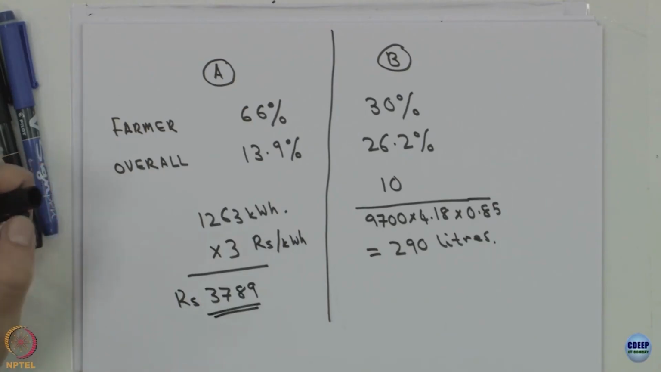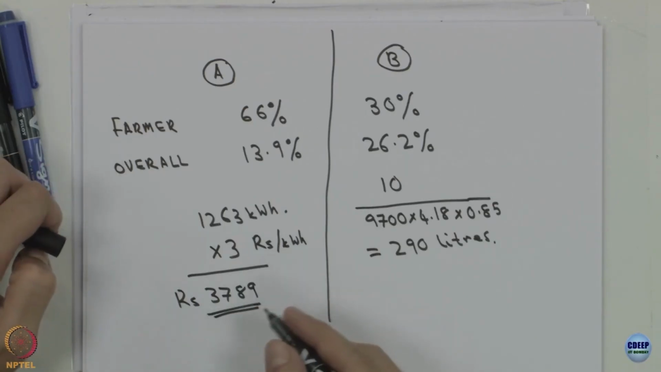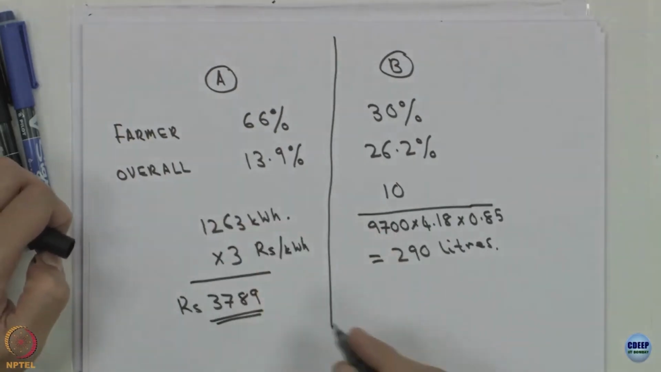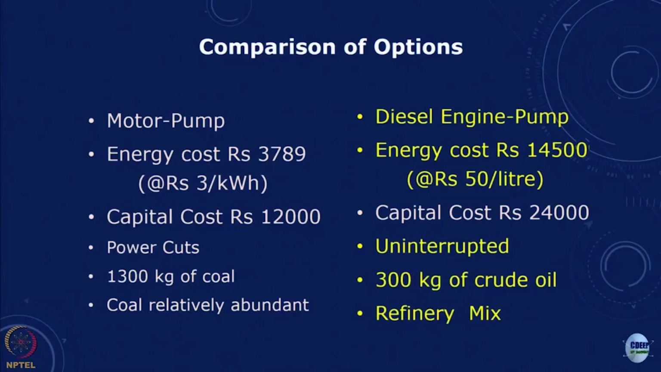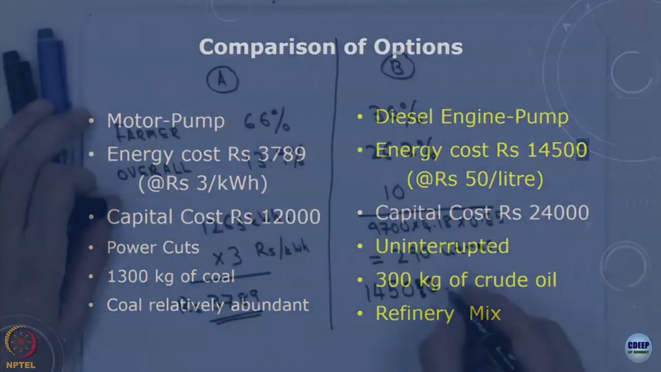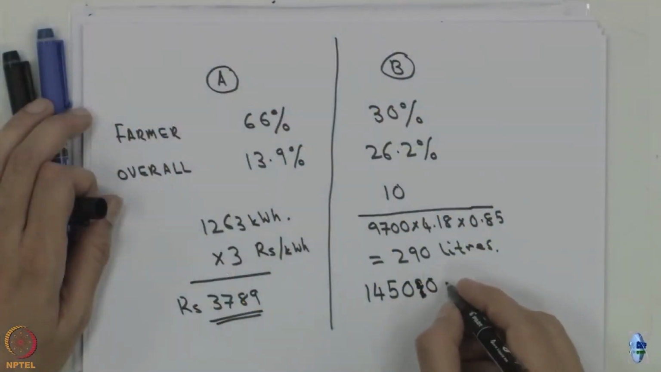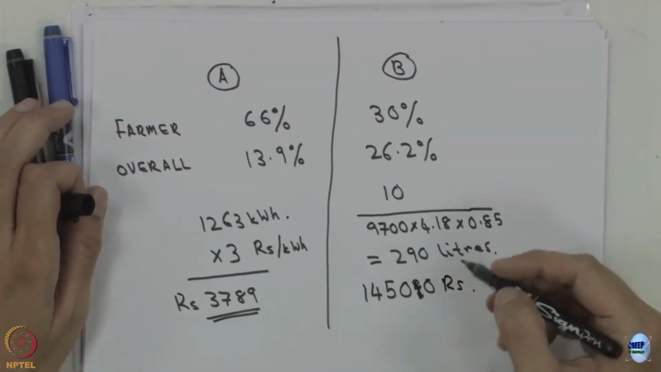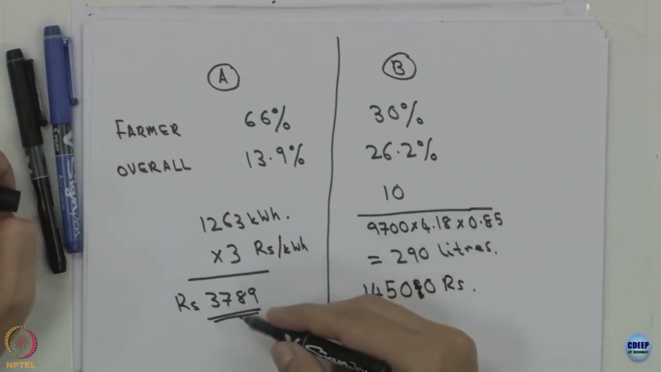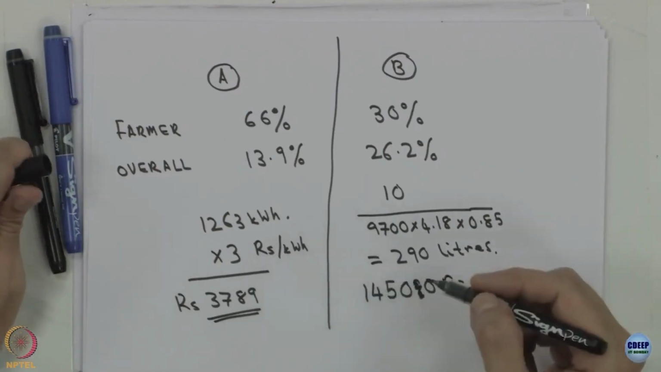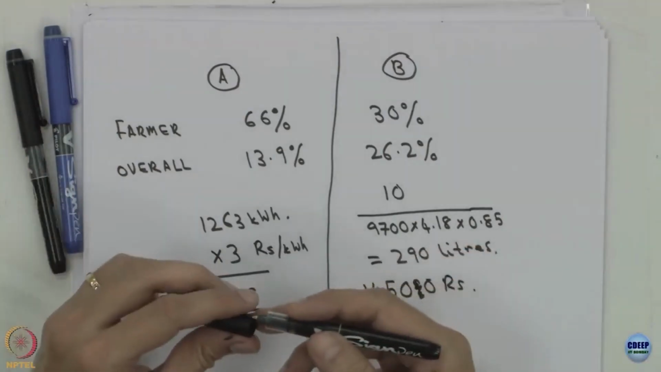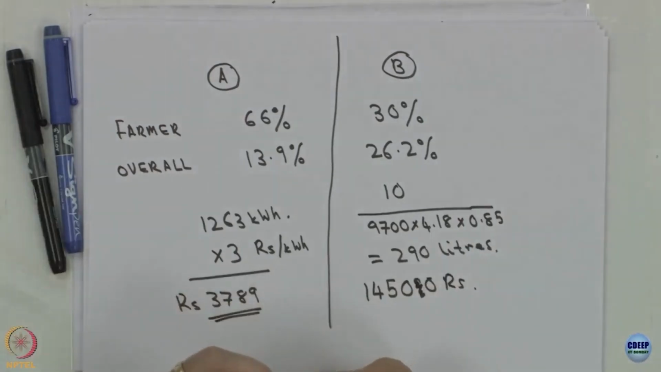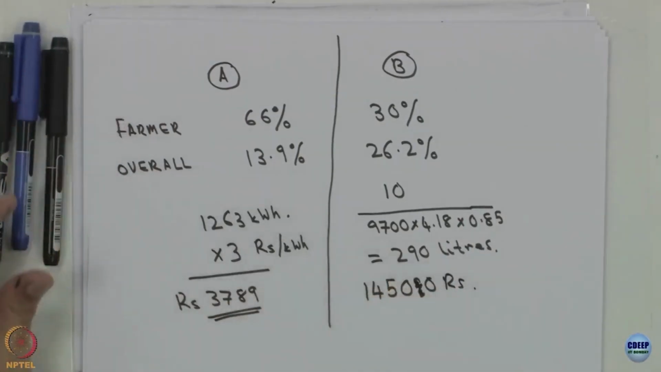Motor pump, relatively the capital cost is only, you are only paying for the motor pump, so capital cost is of the order of 12,000 rupees. In this case, the operating cost is 50 into 290, and this comes out to be 14,500 rupees. So obviously for the diesel engine pump, the operating cost is higher than the electricity cost. The capital cost is also higher because for the diesel engine the cost is there.